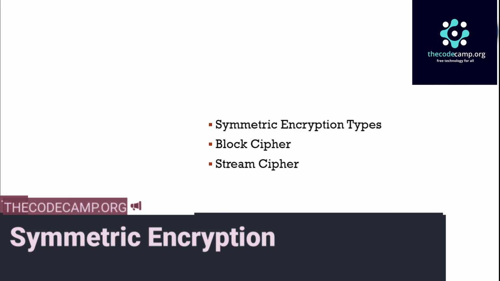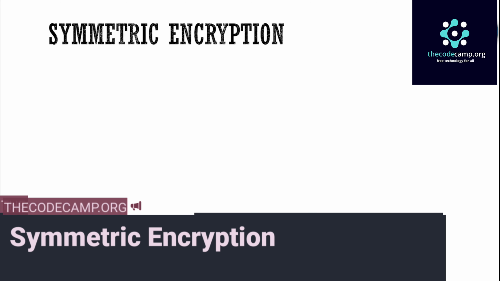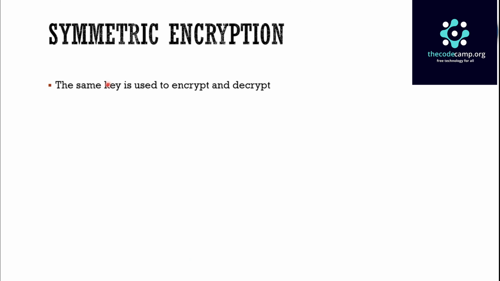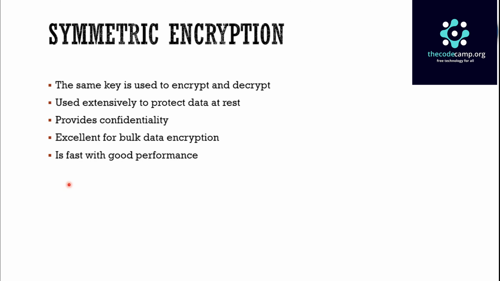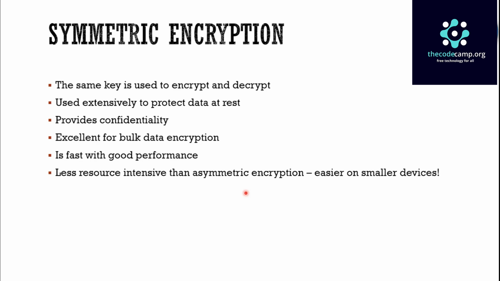Let's talk about symmetric encryption. This is where we use the same key to both encrypt and decrypt. It's used extensively to protect data at rest, as I'd mentioned before. It provides confidentiality. It's excellent for bulk data encryption, large files, large amounts of files. It's fast with good performance. It's less resource intensive than asymmetric encryption, which makes it easier on smaller devices.